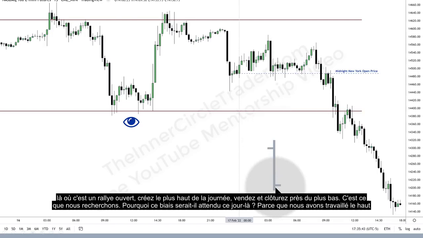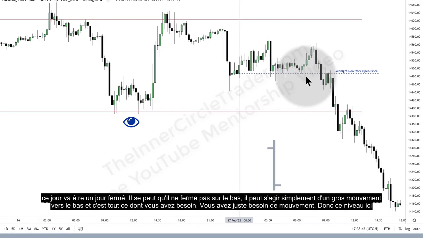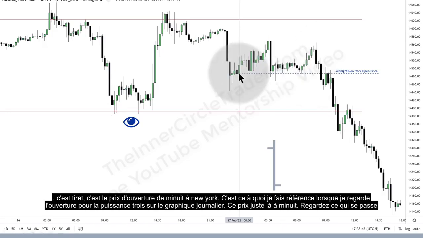Why would that bias be expected on this day? Because we worked the upper end of that fair value gap on the daily chart. Then we had multiple shifts in market structure bearishly, when we already have a bearish bias on the daily chart anyway. So it gives you a high probability that this day is going to be a down close day. It may not close on the low. It might just be a big down move, and that's all you need. You just need movement.